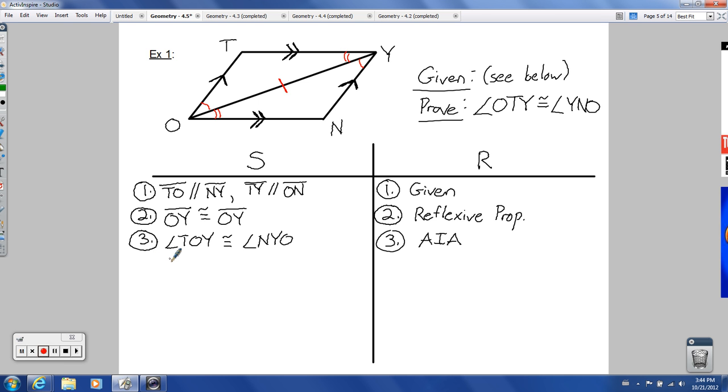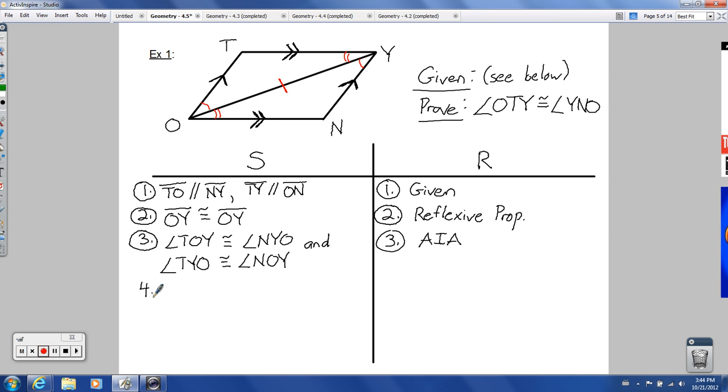So I could say that angle TYO now is congruent. So here's TYO is congruent to NOY. And again, that's alternate interior angles, so I'll just leave that right there. That's step 3. So you can say this and this by alternate interior angles.